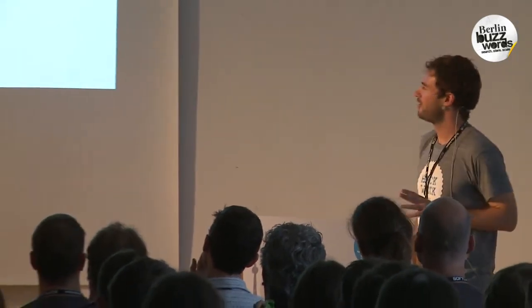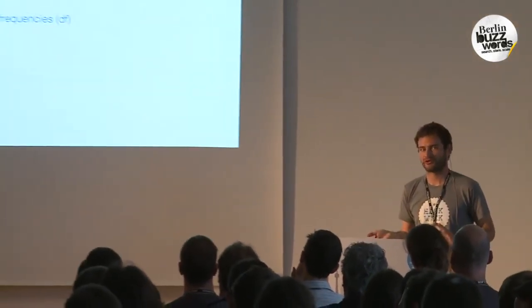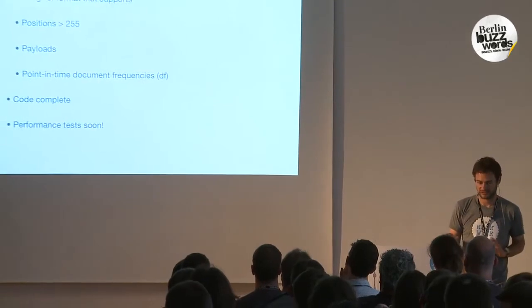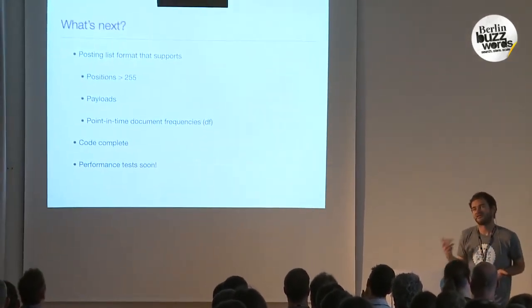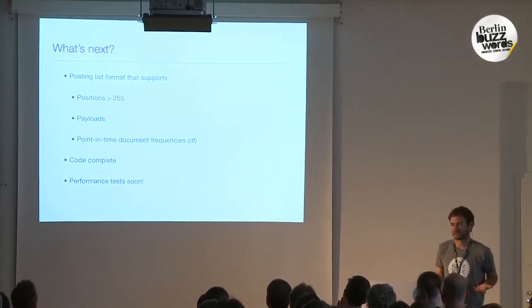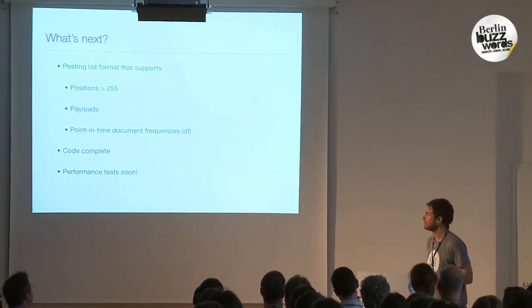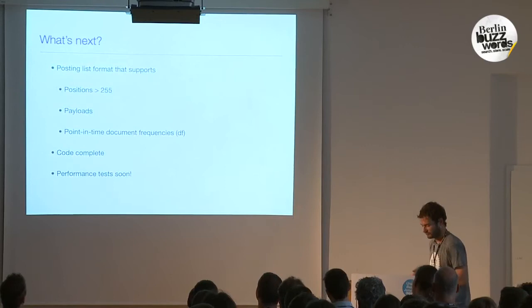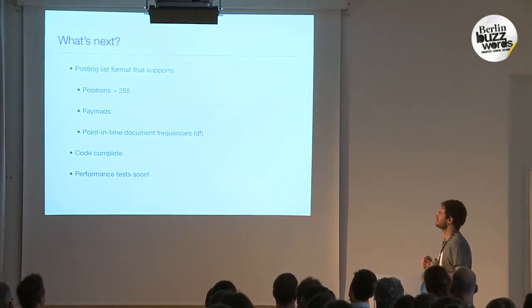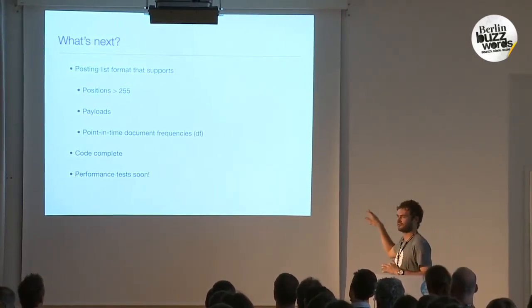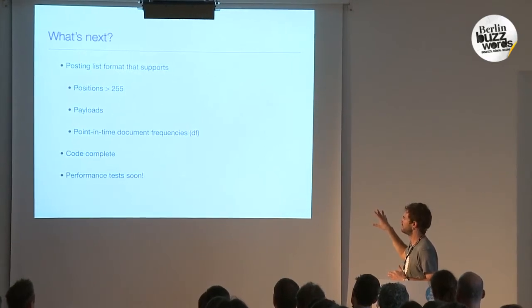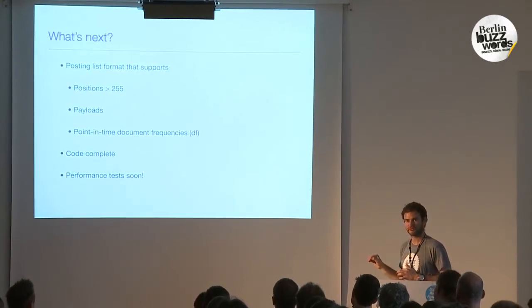You can of course go to the next talk, but I can quickly talk about what's next. What I talked about is currently in production, and it has the obvious disadvantage that it does not support documents longer than 140 characters, which makes it not very useful for general Lucene. So we want to support the full Lucene spec. We want to index positions bigger than 255. We want to be able to index payloads. We want to have point-in-time document frequencies.